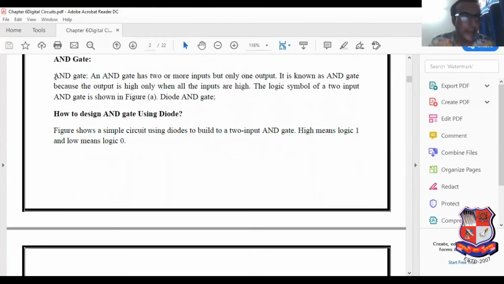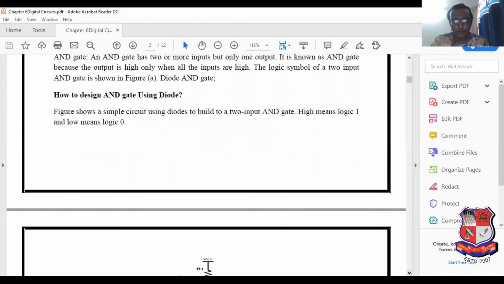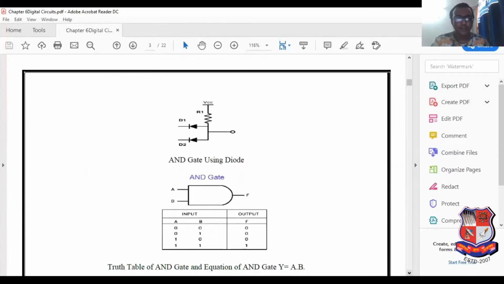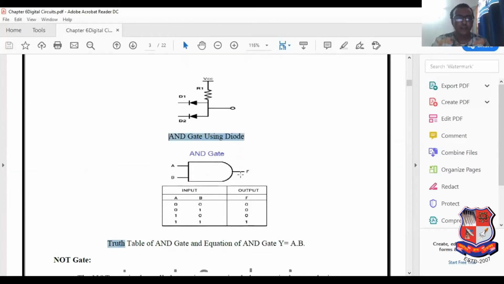Now the AND gate. This is a basic logic gate. In the AND gate, there are 2 or more inputs, but only one output. See, this is the symbol of the AND gate. 0 0 is equal to 0. 0 1 is equal to 0. 1 0 equal to 0, and 1 1 equal to 1.